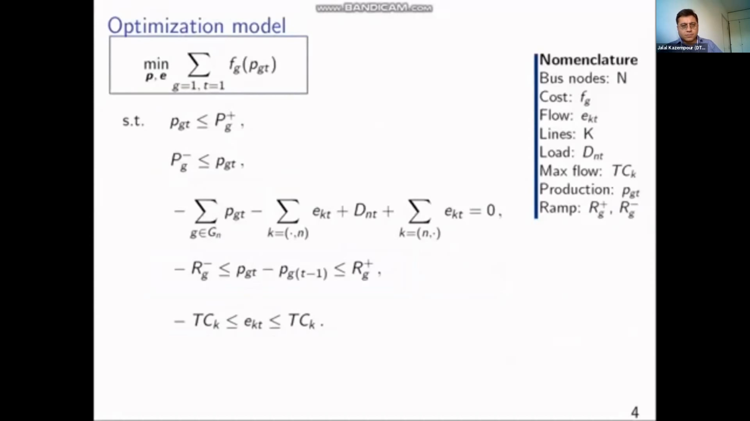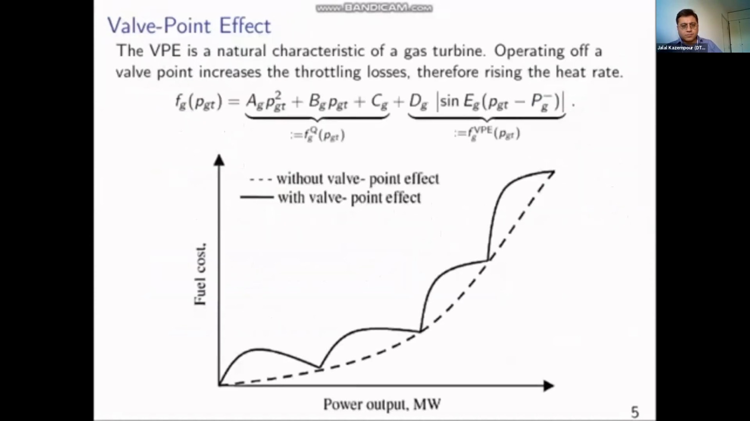So let's focus just a minute on the objective function. So here we want to take into account the valve-point effect, which is a natural characteristic of multi-valve gas power plants. And the idea is at some point when we open a new valve, the throttling losses suddenly increase, and that gives us a discontinuity of the derivative here. And so we have that kind of ripple-like curve, which is more difficult to tackle than a usual smooth quadratic one, because the function is non-smooth and non-convex. And mathematically, we model it as a smooth part, f_g^Q, and a non-smooth part with a rectifying sign here.